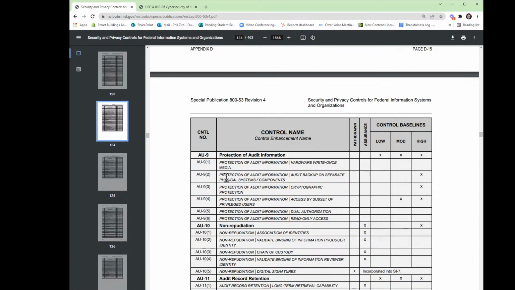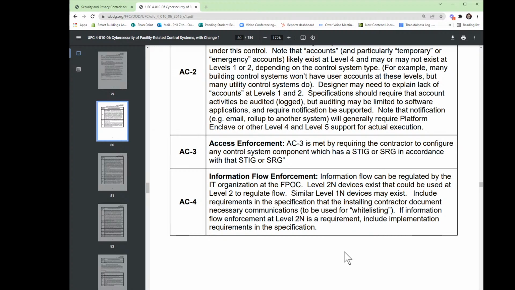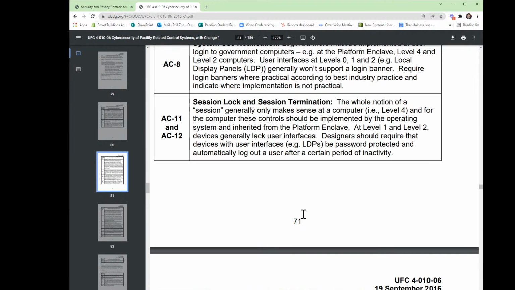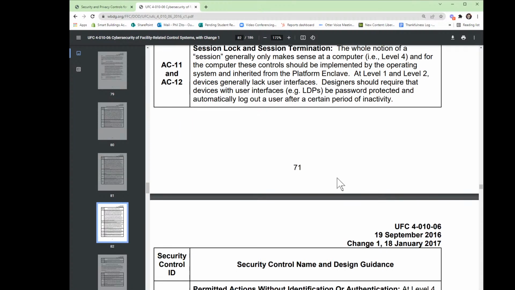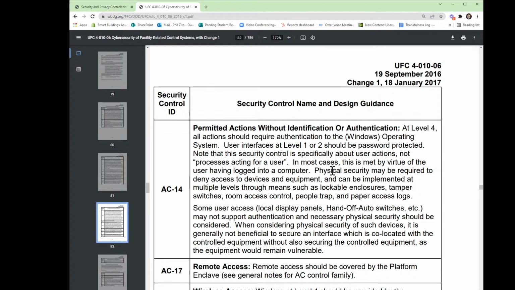What you may find yourself challenged with is, how does a specific control correspond to building automation? And that's where this UFC standard really shines, is that it goes in here and it talks about, for example, let me find a good one for you. And by the way, when you read through this and you see level 4, level 2, et cetera, that's specific to UFC. But if we go in here, where's one I want? I want this one. Permitted actions without identification or authentication. And so basically what it's calling out here is that some user access local display panels, HOA switches may not support authentication, and necessary physical security should be considered.